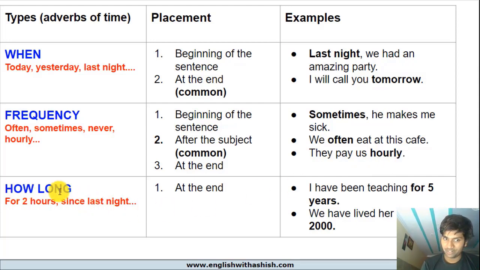How long adverbs, right? For 2 hours, for 20 minutes, for 3 years, since last night, since your birthday, something like that. And these come at the end, right? At the end only. I have been teaching for 5 years. I have been teaching for how long? For 5 years. We have lived here since 2000. We have lived here since 2000, right? Since 2000. Coming at the end of a sentence. So these are the placements of these adverbs.